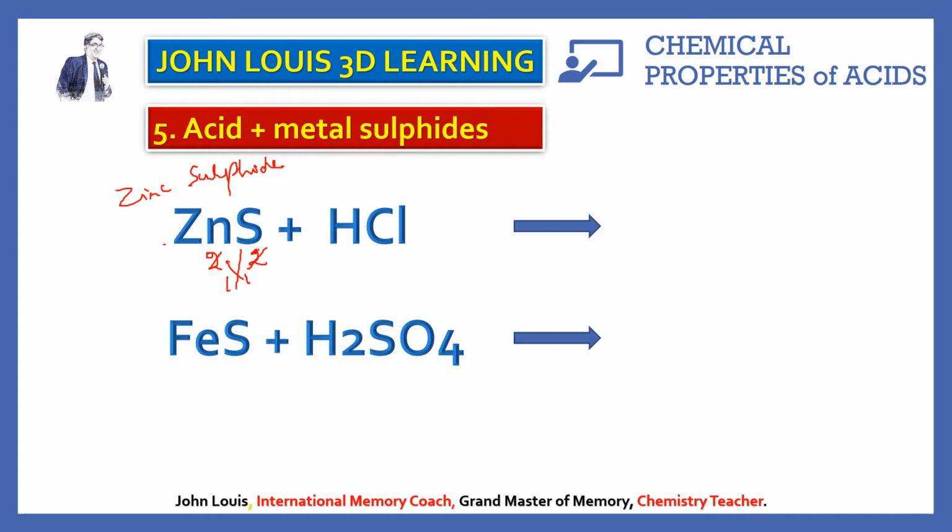So, what is the product formed? You should be able to guess from the types of chemical reactions we learnt already. Zinc sulfide is a compound, hydrochloric acid is also a compound, hydrogen chloride. Therefore, what will you get? Double displacement reaction. Zn is positive and sulfide is negative. In hydrochloric acid, hydrogen is positive and chloride is negative. Therefore, the positive ion of the first compound will combine with the negative ion of the second compound.